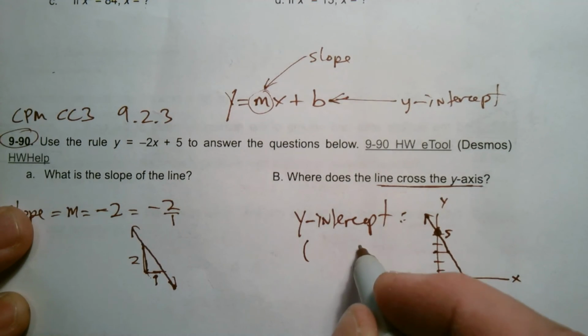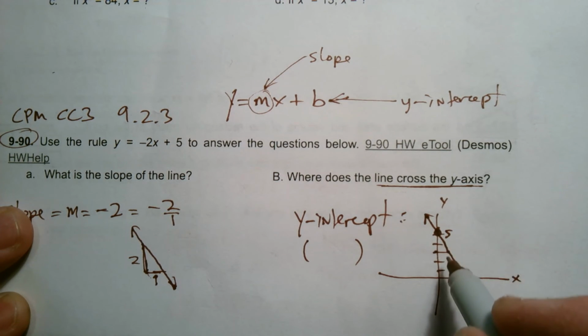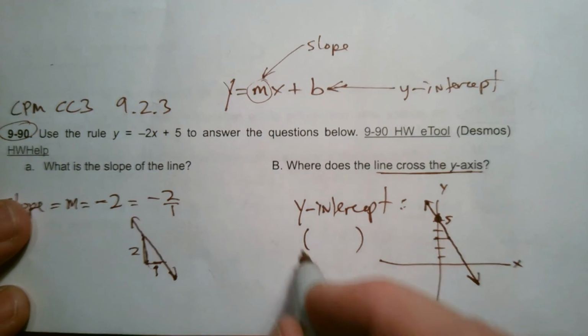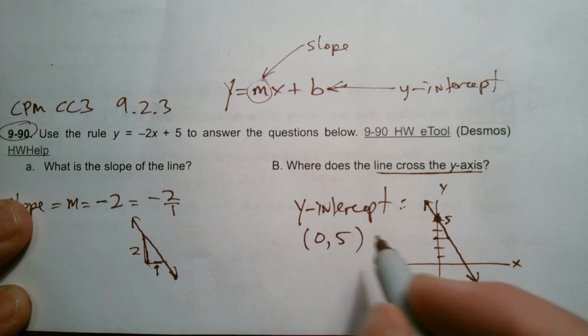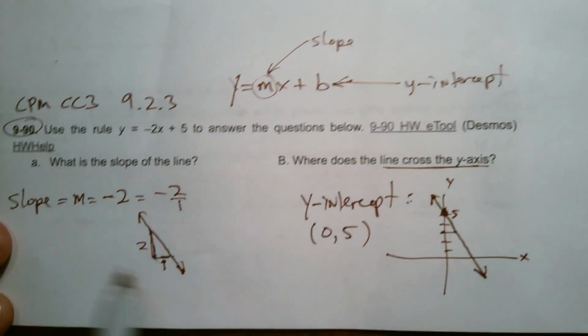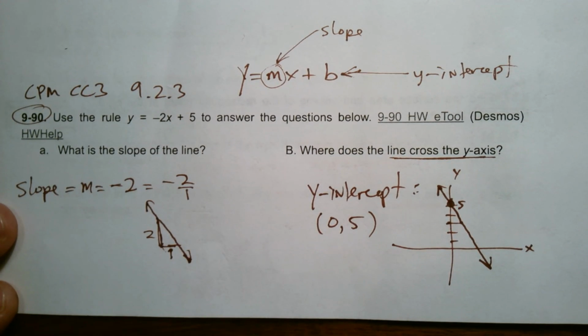We'd write the y-intercept as a point because that represents an x and y coordinate. So we would say x is 0 and y is 5. So that's the y-intercept, and that's the slope. Right? There we go.